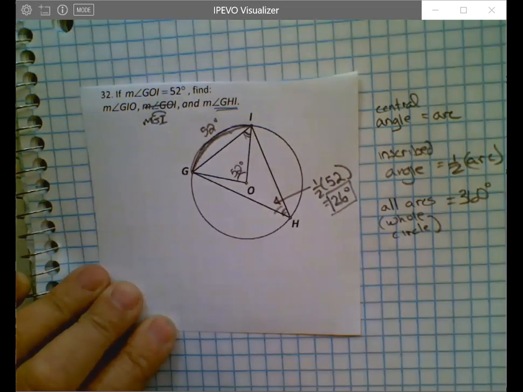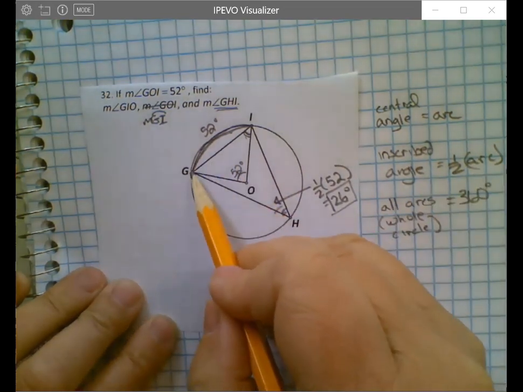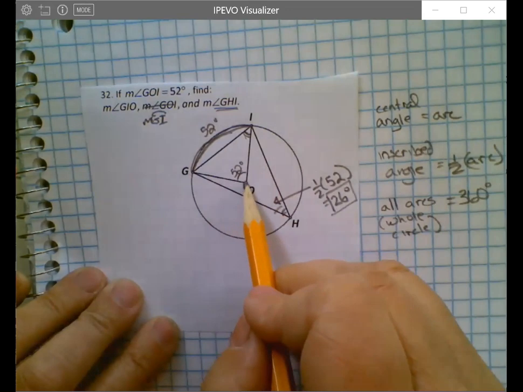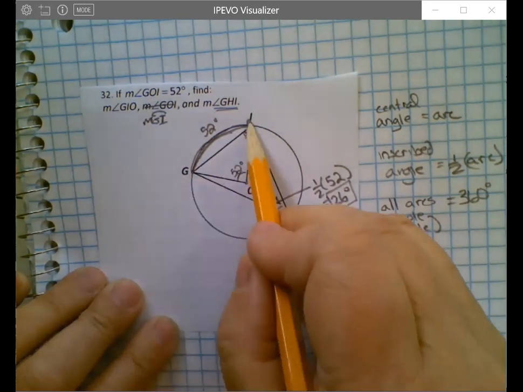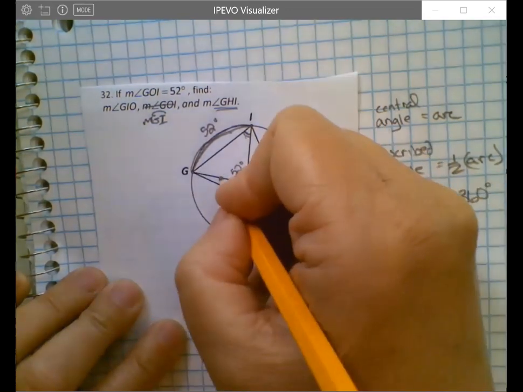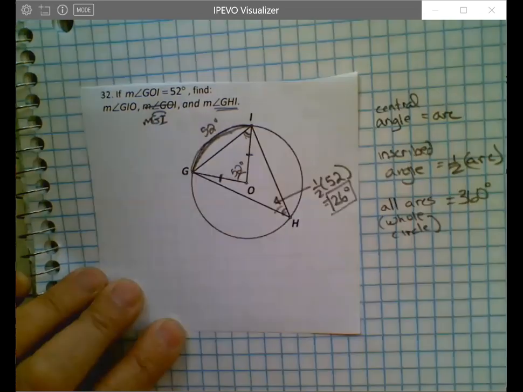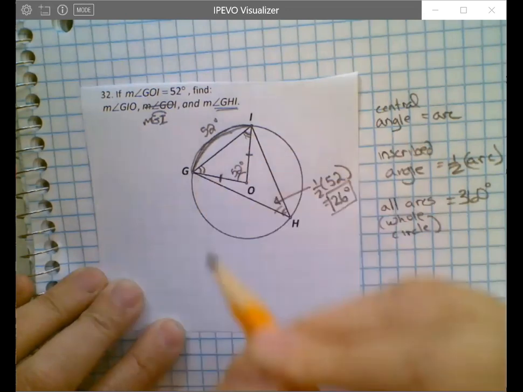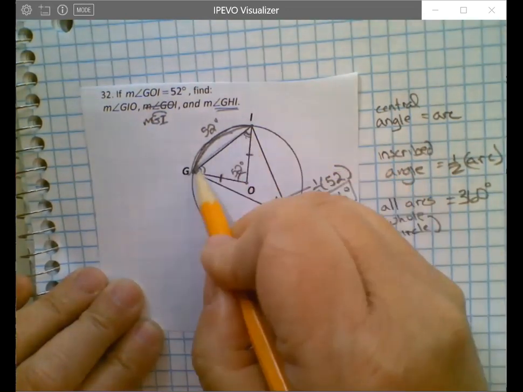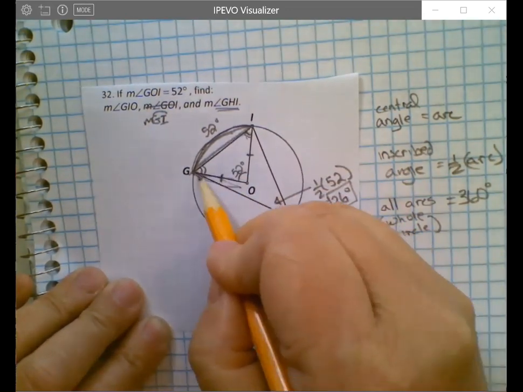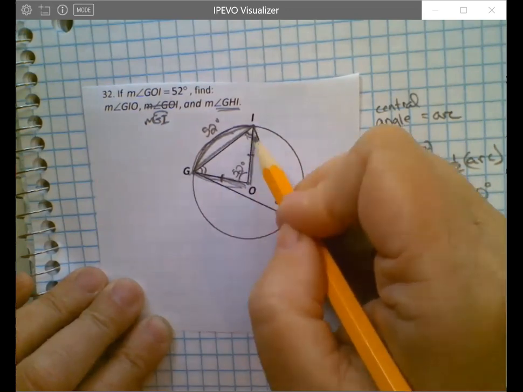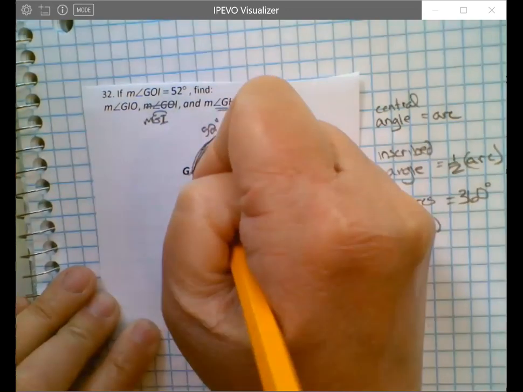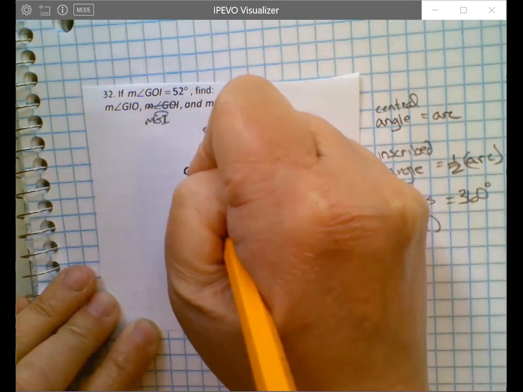And the thing to realize there is that we have an isosceles triangle. GO and OI are both the radius of the circle. They are congruent to one another, which means these two angles have to be the same as well. And we have a triangle. And in a triangle, the three angles always add up to 180. So I'm just going to call this X. So this is also X.